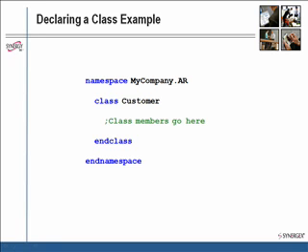Here's a simple example of the definition of a customer class within the namespace MyCompany.AR. It's not possible to compile or use this class though, there wouldn't be much point. It doesn't actually contain any attributes or behaviors. Before the class is useful, we must add some members between the class and end class statements.